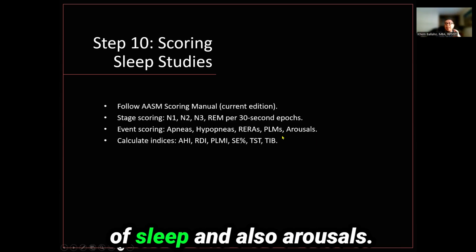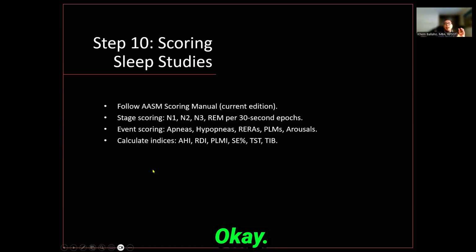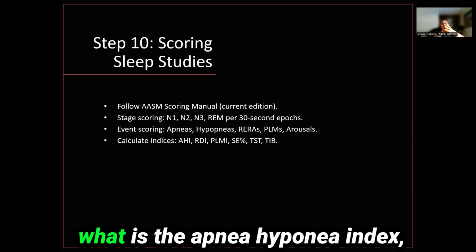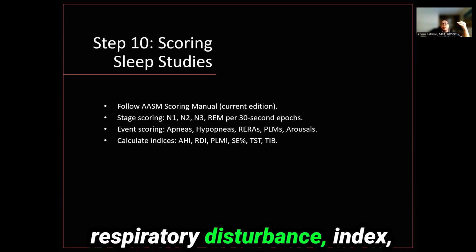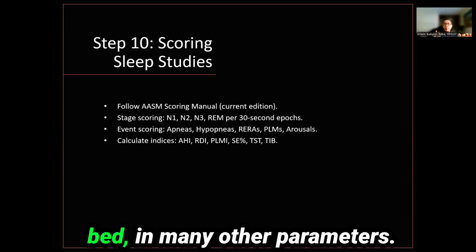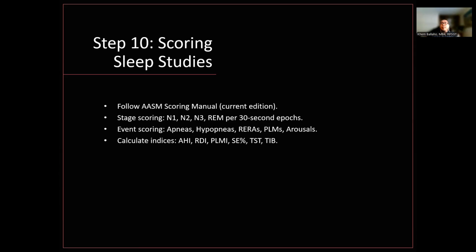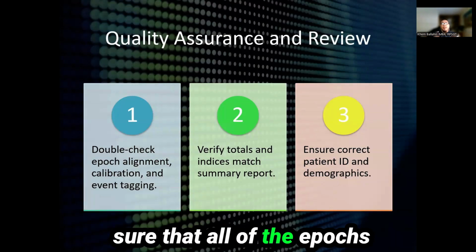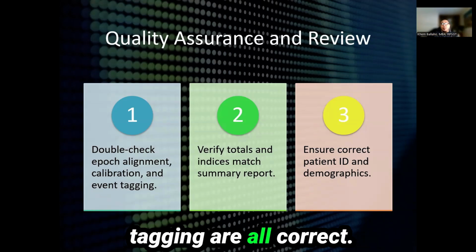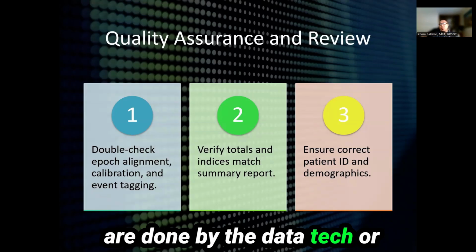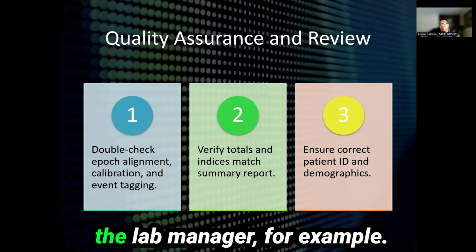PLMS, periodic limb movements of sleep, and also arousals. Okay. Then after we highlight these events, the computer will calculate what is the apnea hypopnea index, respiratory disturbance index, cardiac movement index, sleep efficiency, total sleep time in bed, and many other parameters. It's recorded. All right. Quality assurance. We always have to make sure that all of the epochs tagging are all correct. And usually these things are done by the day tech or whoever is the lead tech or the lab manager, for example.